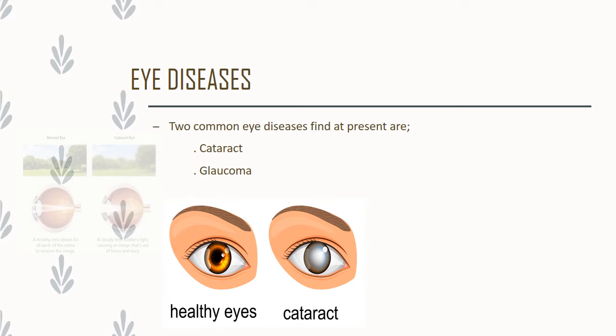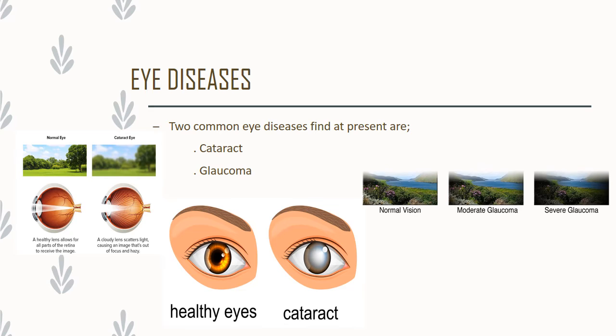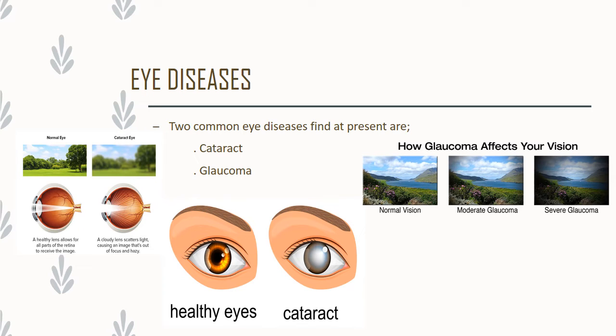Let's talk about short sight. A person having this defect can see close objects clearly, but they can't see distant objects clearly. This defect can be corrected by using a concave meniscus lens.